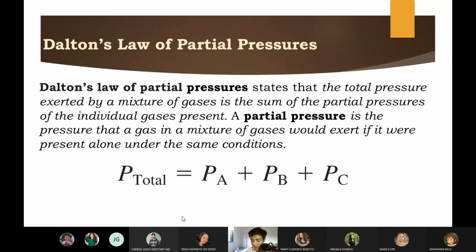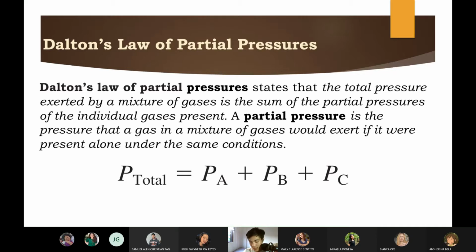So let's now talk about Dalton's law of partial pressure. Okay? So according to Dalton's law of partial pressure, it states that when we have a mixture of gases, the total pressure of the gas is the sum of all the partial pressures of each gas. Ibig sabihin nun, kapag halo-halo na yung gases, may kanya-kanya silang ambag sa pressure.